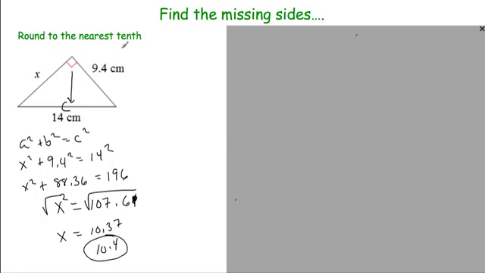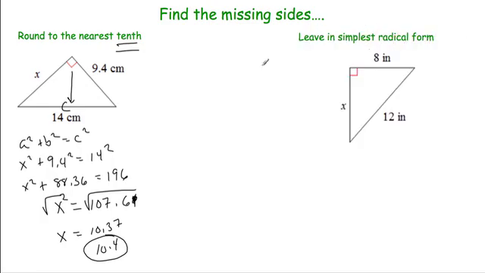So you need to watch the directions. Sometimes it's going to say nearest tenth. If it does, not a problem, just round to the nearest tenth. Sometimes it's going to say leave in simplest radical form. Chapter 8, Unit 7, you're really going to need to remember your radicals.